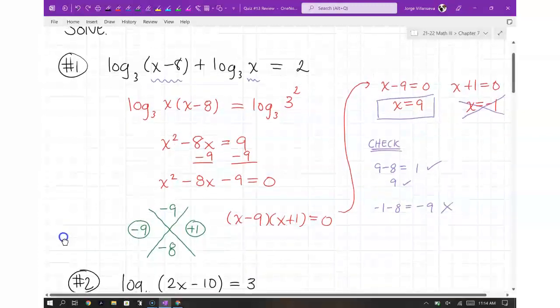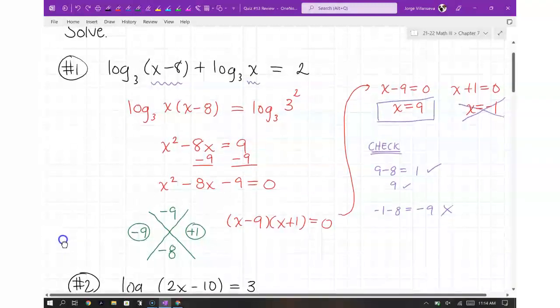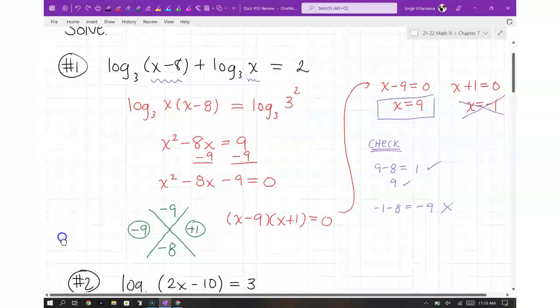Okay? So, all right, so there's question number 1. And there's like a couple of these, like 2 or 3 of these, so just so you're aware. Okay, make sure you know how to do these, that you have to factor.